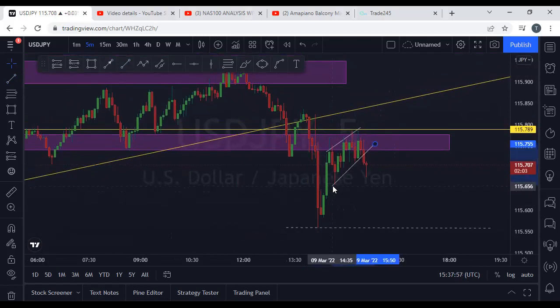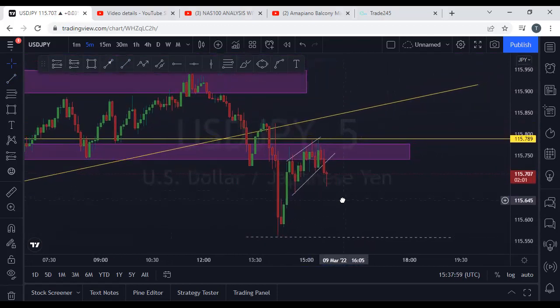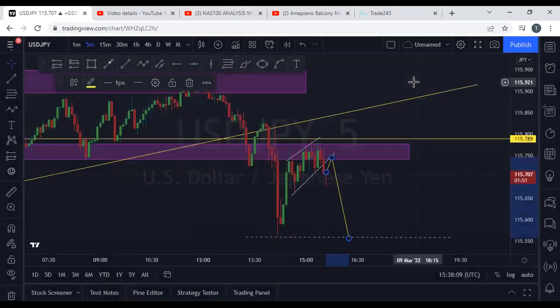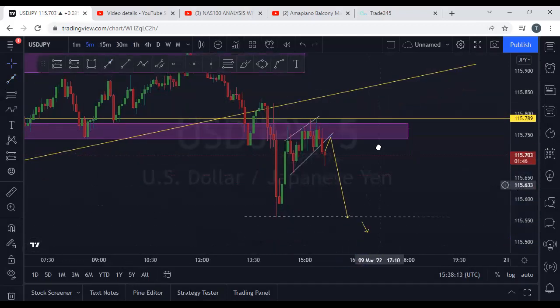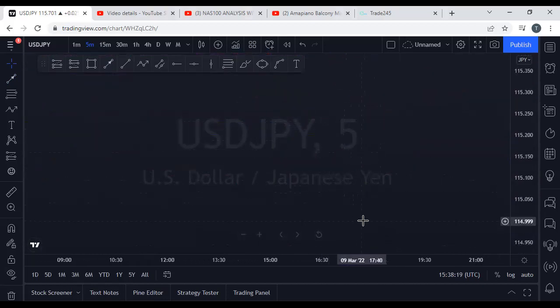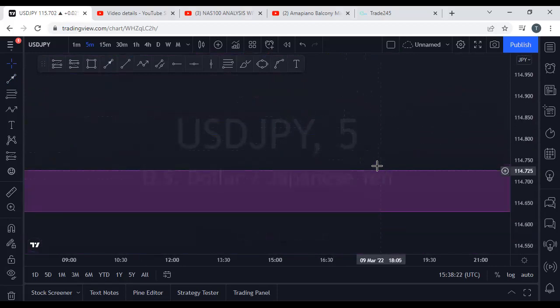We can confirm that the market is selling. Should it happen that this rises to this area, then we take a sell for it to fall to this one. Okay, possibly, and possibly break below here, and then go to your next zone, which is obviously this one.